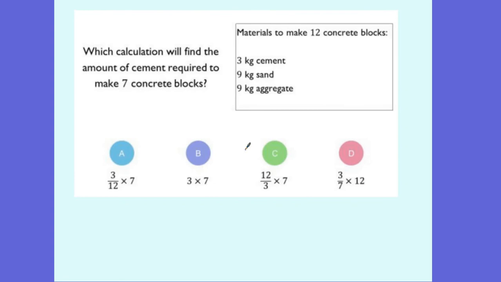Quick ABCD question. I've got the materials needed to make 12 concrete blocks. I need 3 kilograms of cement, 9 kilograms of sand and 9 kilograms of aggregate. Which calculation will find the amount of cement required to make 7 concrete blocks? I need 3 kilograms for 12. What calculation do I need to do to work out how much I need for 7? Pause the video, have a little think.